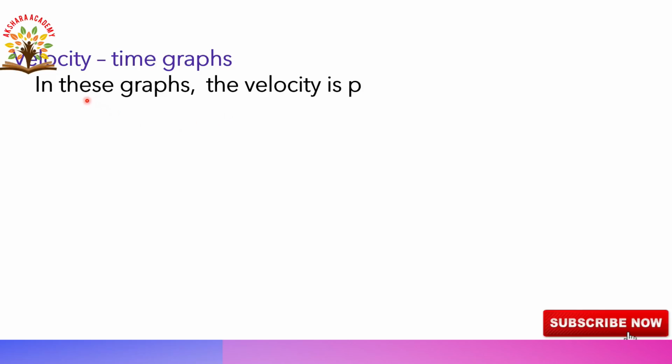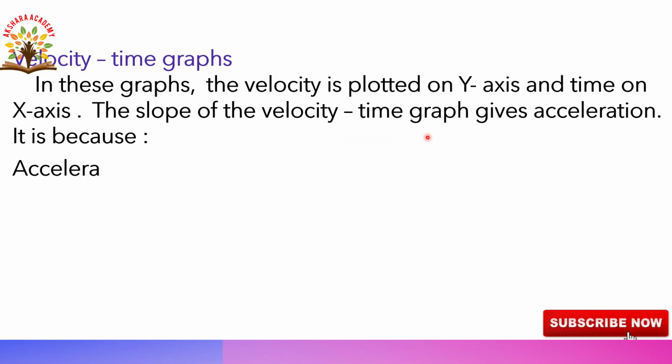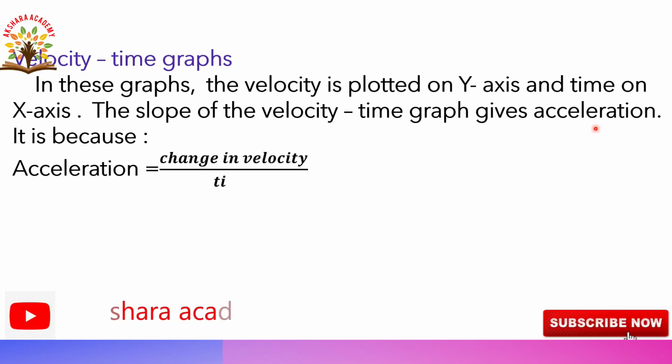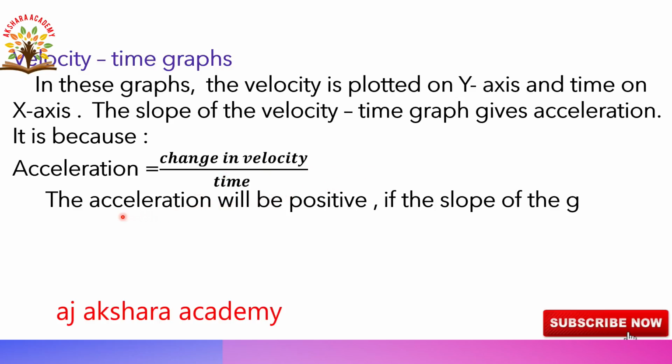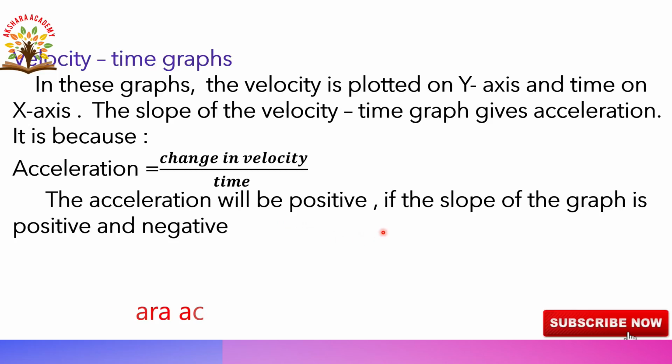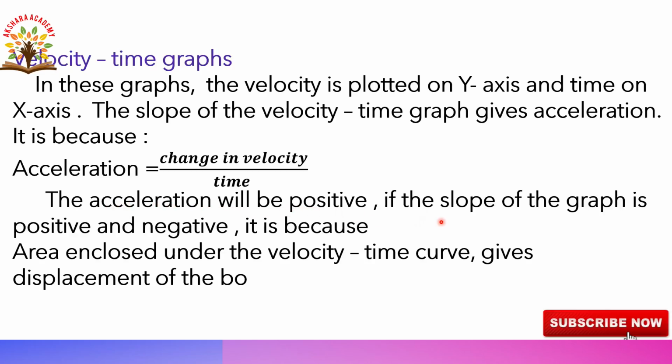Let us go to the next one, that is velocity time graphs. In these graphs, the velocity is plotted on the y-axis and the time on the x-axis. The slope of the velocity time graph gives acceleration. Acceleration is equal to change in velocity by time taken. The acceleration will be positive if the slope of the graph is positive, and negative if the slope is negative.